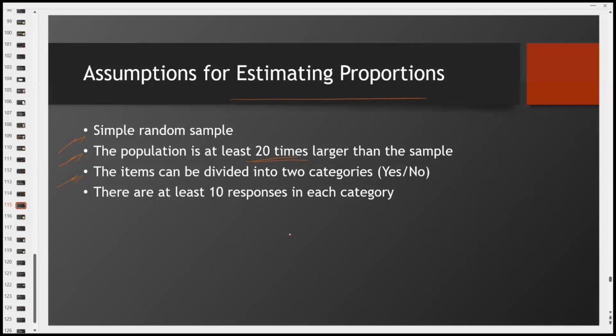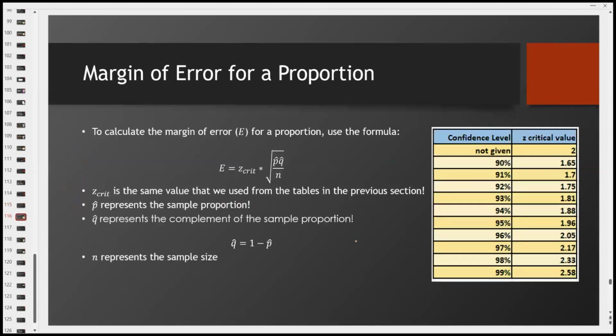You should be able to divide the items into two distinct categories. You'll hear me refer to this as yes and no a bunch, but it doesn't have to be yes or no. It can be any two different categories, as you'll see in one of the examples in a little bit. But I like to use this because yes, no is a perfect example of the type of proportional question that you would answer here. And you need to have at least 10 responses in each one. So you need to have at least 10 yeses and 10 nos before you can even start to do this kind of thing. So let's take a look at the margin of error for a proportion.